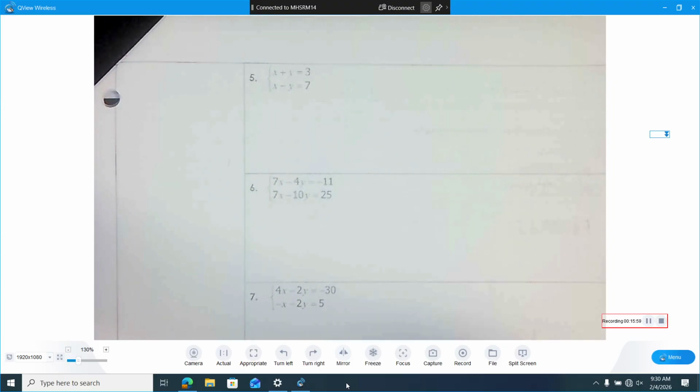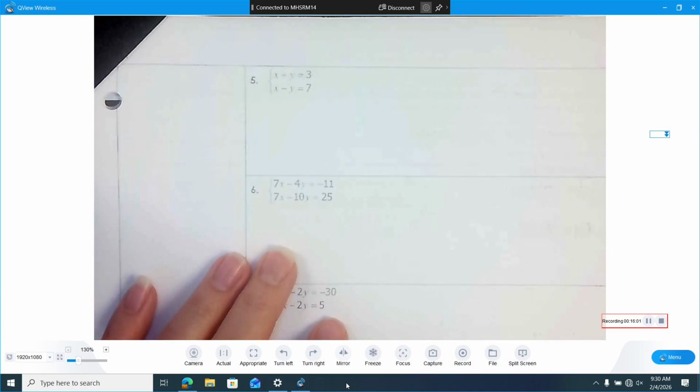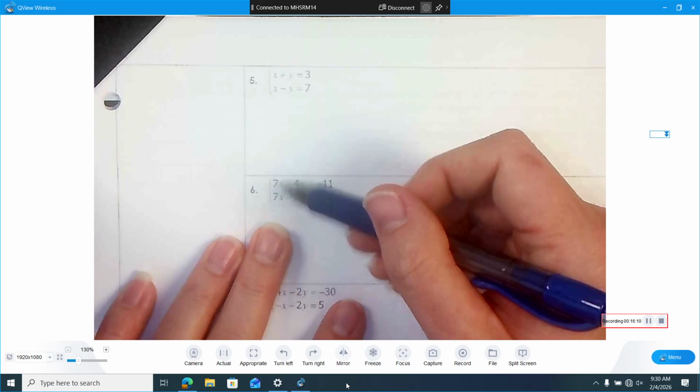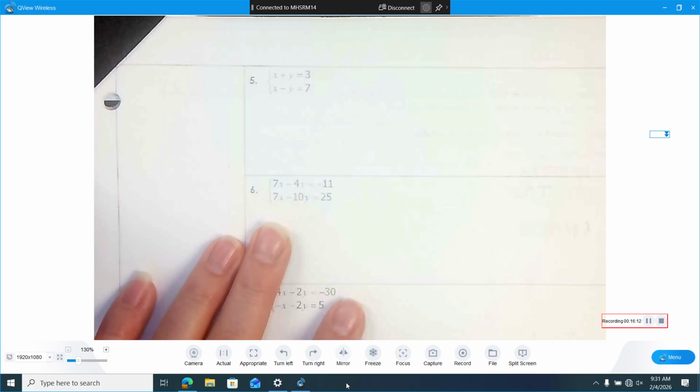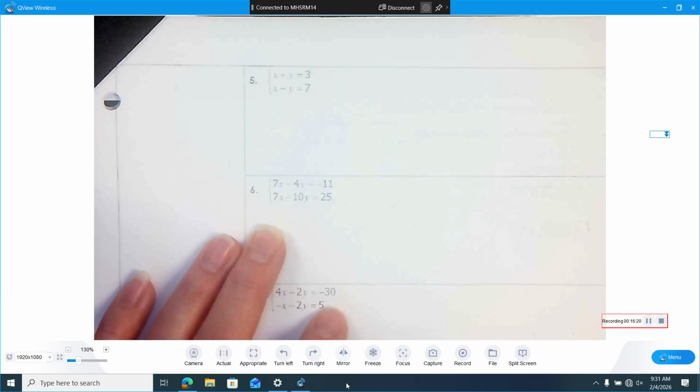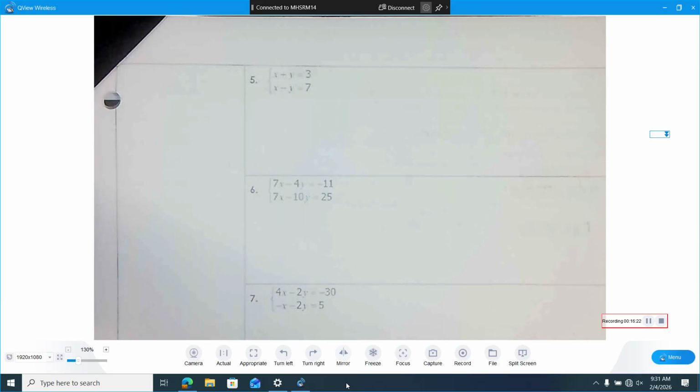Let's look at number 6. Is everything nicely stacked up? Yes, good. We've got x's, y's, equals, and then constants. We're good to go. Do we have opposites? No, we don't. We have positive 7x and positive 7x. If we were to combine those, what would we get? 14x's. It's not a 0. So that doesn't work.